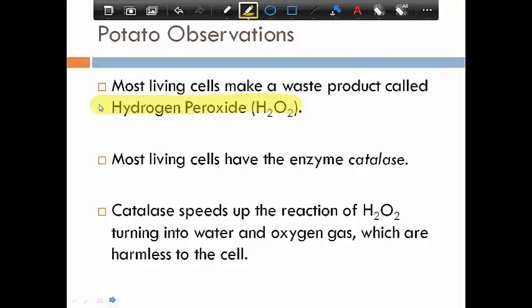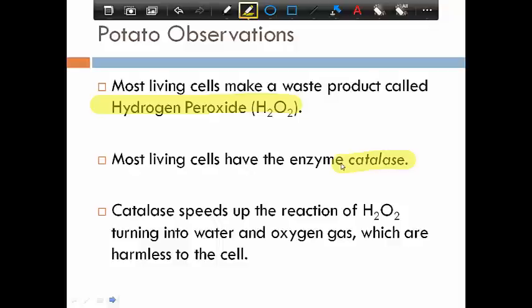In order to take care of this hydrogen peroxide that's normally in potato cells, we just added some extra. But cells make it on their own, so they are prepared for having that waste product around. They use the enzyme called catalase. Okay, so catalase is kind of the cell's way to combat this waste product, this hydrogen peroxide.